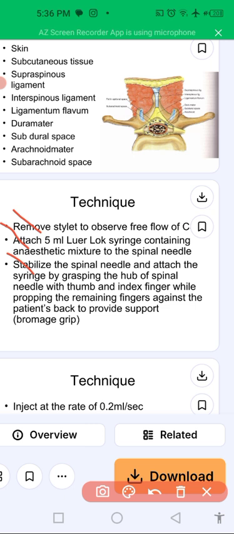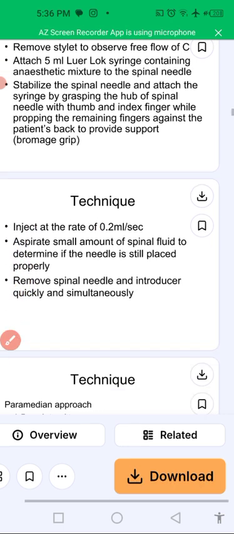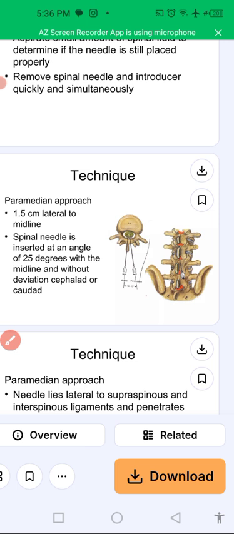Attach the syringe, grasping the hub of the spinal needle with the thumb and index finger while propping the remaining fingers against the patient's back. Provide support. That is known as the Bromage grip technique. Now inject the agent at the rate of 0.2 ml per second. Aspirate a small amount of CSF to look at the free flow and position of the needle, and then remove the spinal needle and introducer quickly and simultaneously in order to prevent damage.